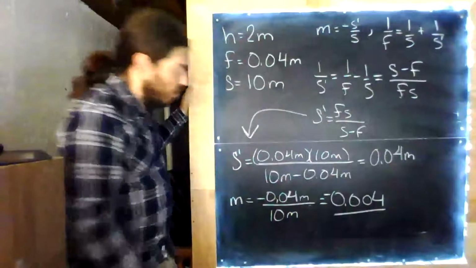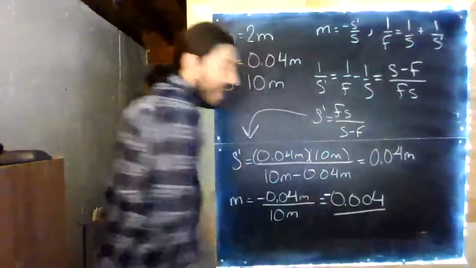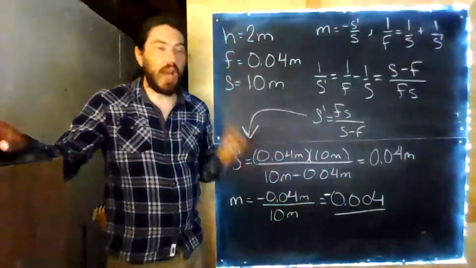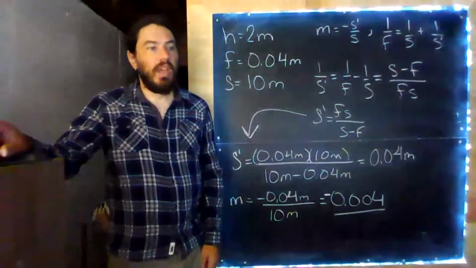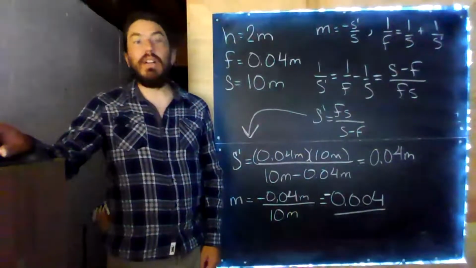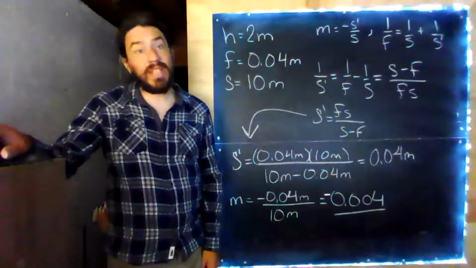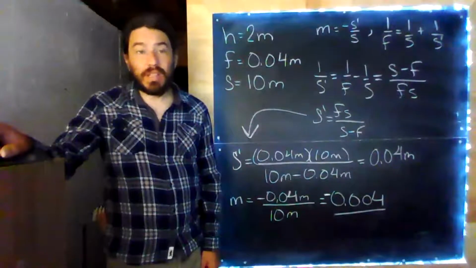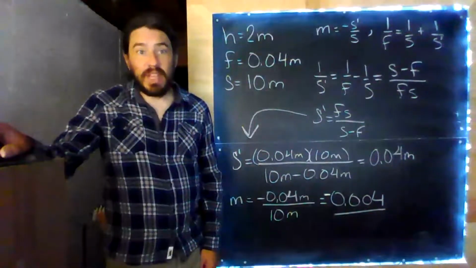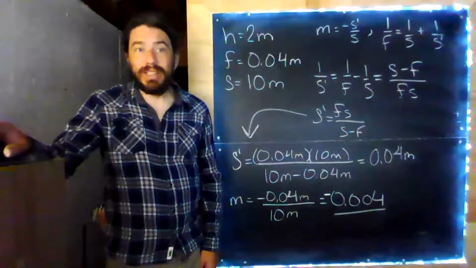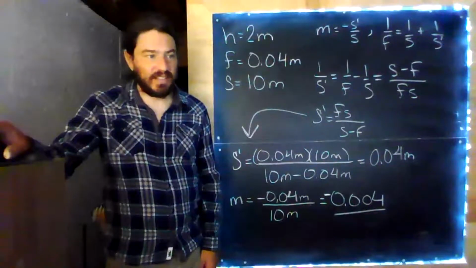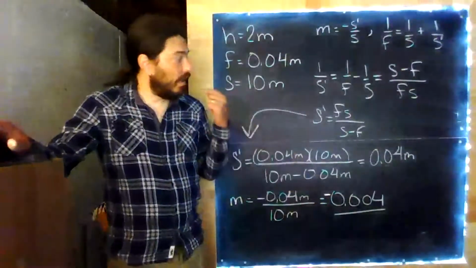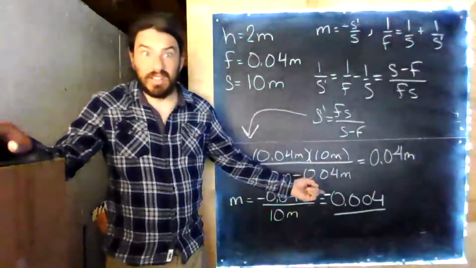What does the negative indicate? The negative indicates that my image is upside down. But we actually knew that. We learned in the last chapter that a single converging lens forms an image that is upside down, and that an upside down image is always a real image in a single lens system. So indeed, it's inverted, and it's much smaller, isn't it?